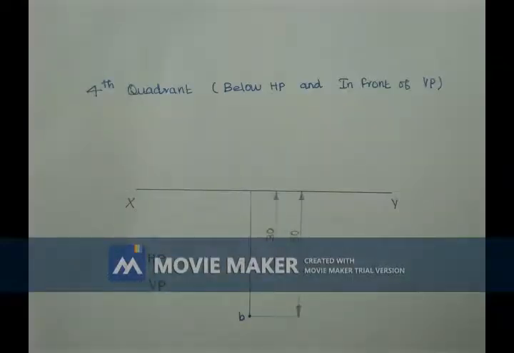This is an example for projecting a point in the fourth quadrant. So both the planes come below your XY reference line. The hint is, if it is below HP, you want to draw your front view below XY, and if it is in front of VP, you want to draw your top view below the XY, right? So that is the key point.